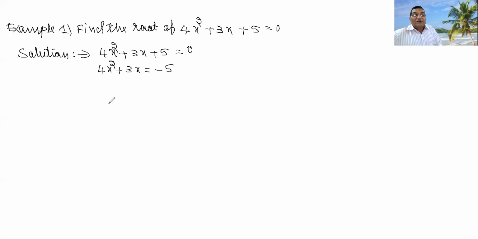Next, dividing the whole equation by a. A is 4. Dividing the whole equation by 4. 4x square upon 4 plus 3 upon 4 x equal to minus 5 upon 4. Look here, the 4 is getting cancelled.